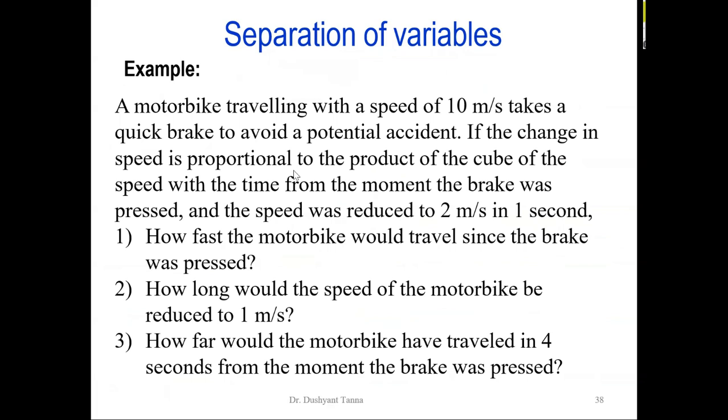is proportional, change in the speed dv by dt is proportional to, proportional is a symbol, proportional to the product of the cube of the speed with the time. Speed or velocity, we call it v power 3 multiplied by t. So you got that proportionality equation similar to what you had earlier, right? There was a similar question.